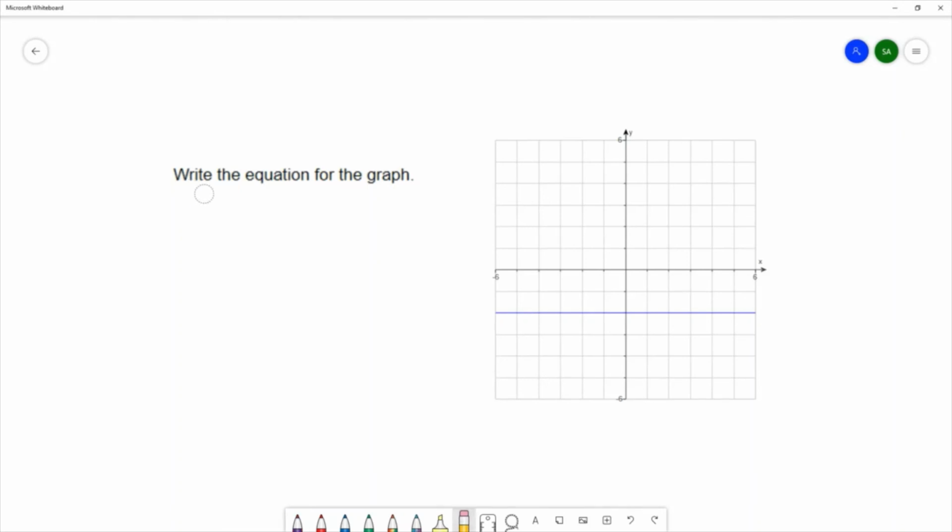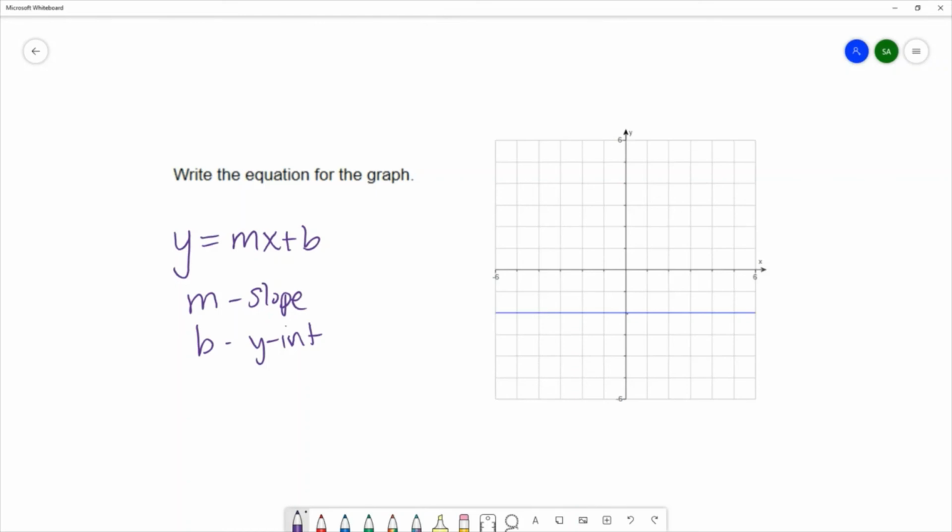This question says, write the equation for the graph. And we have a picture here of a horizontal line that looks like it passes through negative 2. So I'm going to keep in mind that this is a straight line, and in slope-intercept form, that straight line has the equation y equals mx plus b, where m is the slope and b is the y-intercept. So if I can identify the slope and y-intercept of this equation, I'll be able to write the equation of this graph.